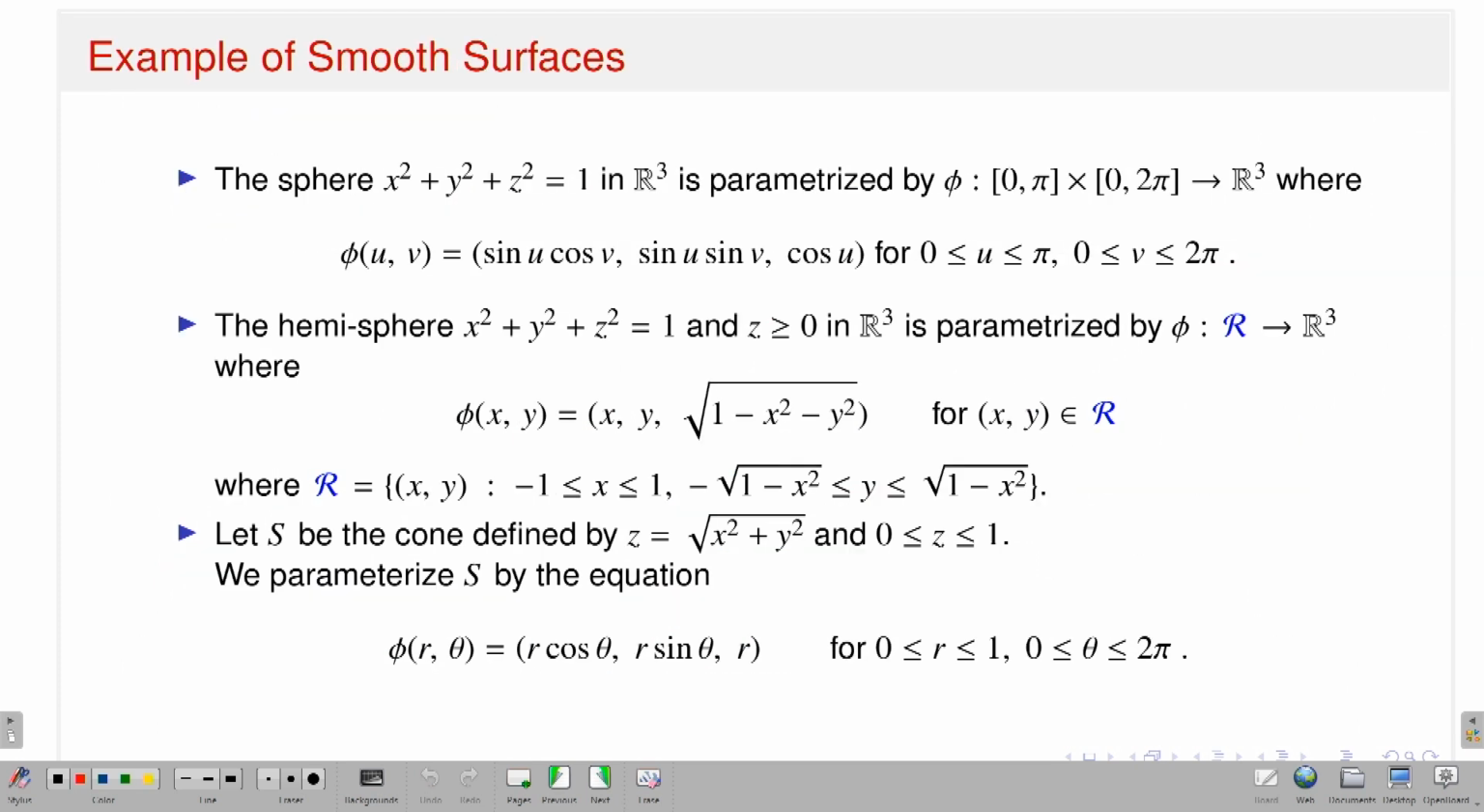Okay, so let us see some examples. Examples of smooth surfaces. I need to have a parameterization, and that function phi should satisfy all the properties. The first one is the sphere, x squared plus y squared plus z squared equals 1.